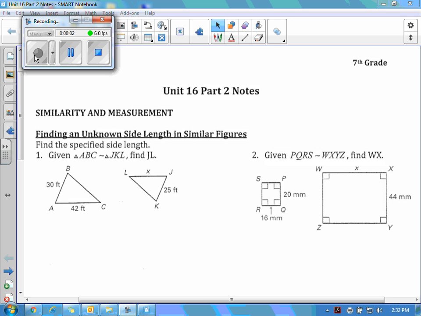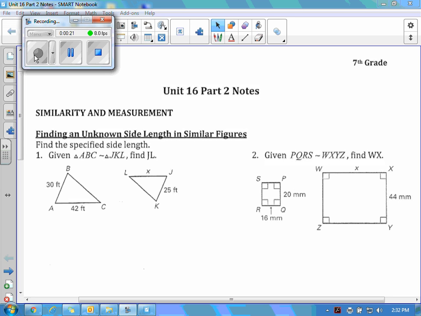So in Unit 16, Part 1, we talked about similar and congruent figures. We gave some definitions and looked at what it means for something to be similar or congruent. In Part 2, we're going to look at similarity and measurement. So a lot of using similarity equals multiply unknown and things like that.